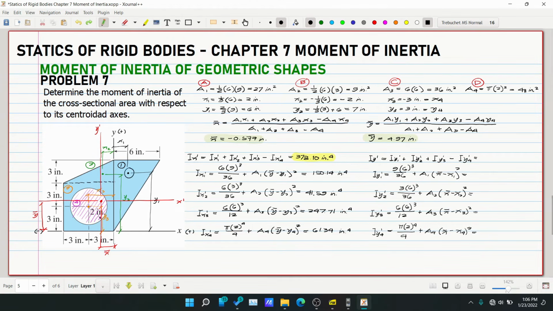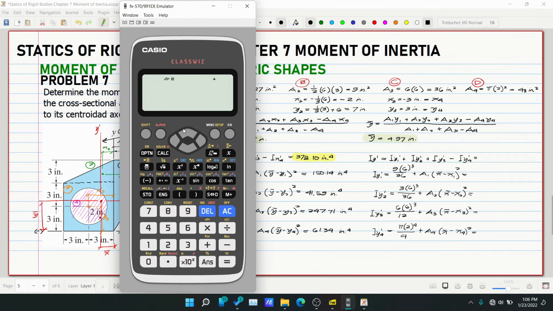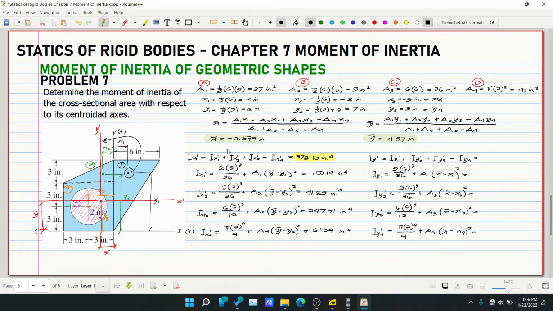Basta, aralin nyo lang na dapat ito mag-add siya. Okay? So, sir, negative po siya. Okay lang naman na negative, kasi kung mag-negative ba niyan, naka-square naman tayo. So, magpa-positive pa rin siya. Okay? So, yun lang. Alalahanin nyo lang siya, ne?